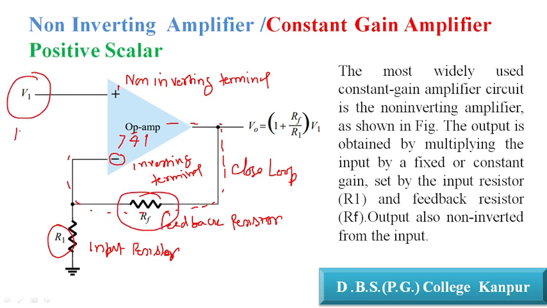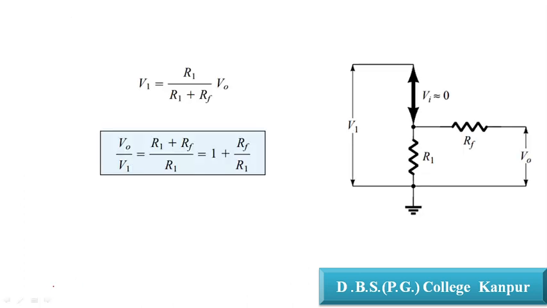This is your input voltage, which you want to amplify. We are also writing here what R1 is, and what the output is. So the output of the non-inverting amplifier from the input, we discuss in the next slide.